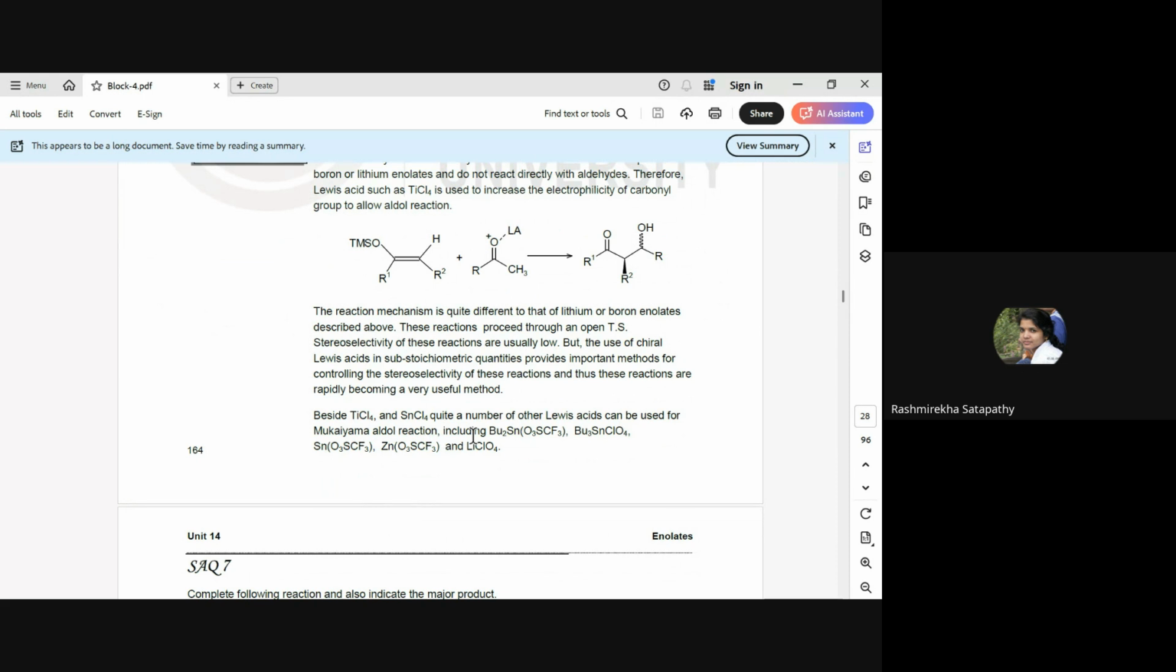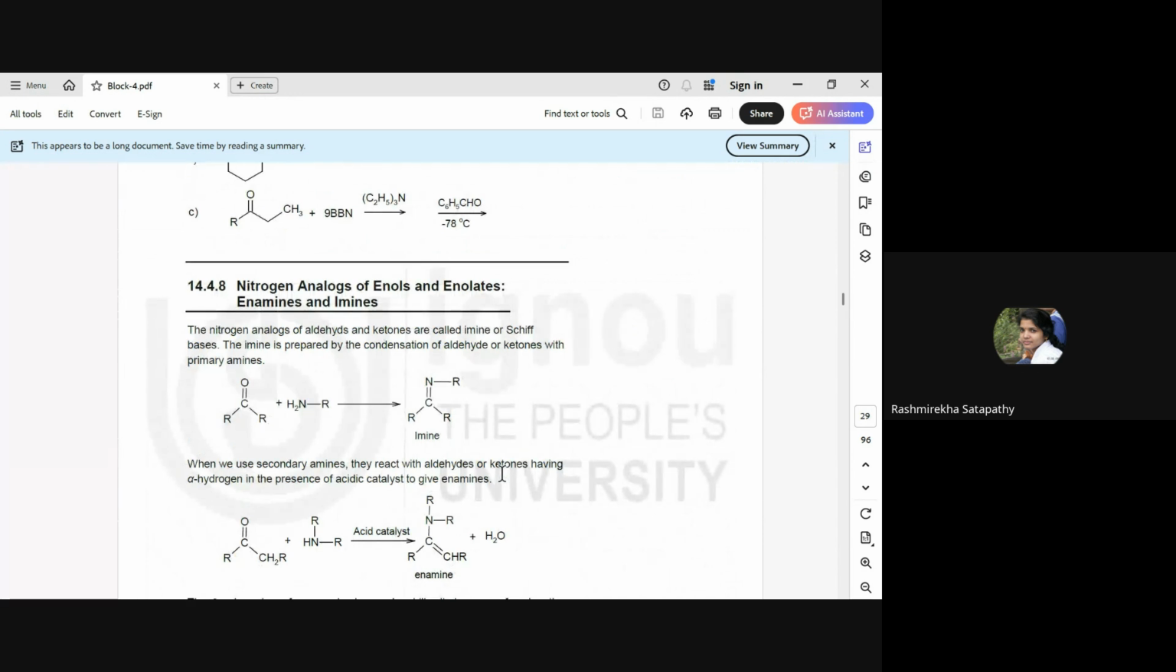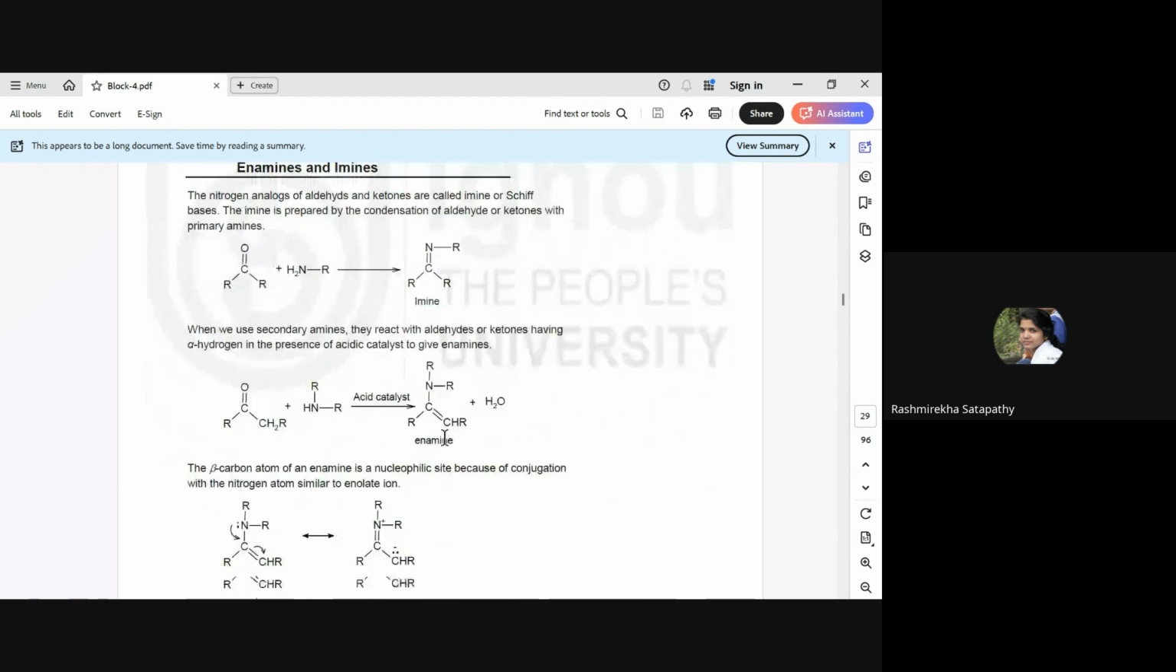Titanium chloride, tin chloride, quite a number of Lewis acids can be used for the Mukaiyama aldol reactions. Next, the nitrogen analog of enols and enolates: enamines and imines. The nitrogen analog of the aldehyde or ketone is called the imine, or Schiff base. The imine is prepared by the condensation of the aldehyde or ketone with a primary amine.